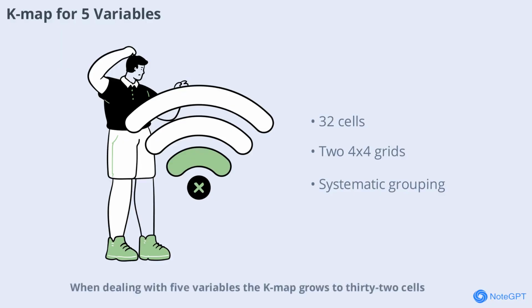When dealing with 5 variables, the K-map grows to 32 cells, often represented as 2 4x4 grids. Although more complex, the principles remain the same. By systematically grouping cells, we can still achieve significant simplification. This is especially useful in larger digital systems where minimizing gate count is crucial for performance and cost.